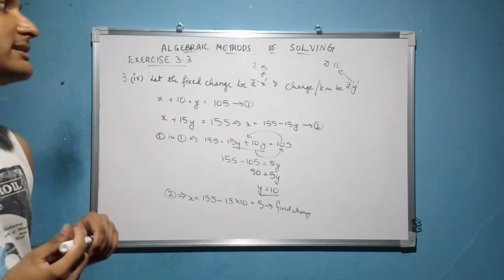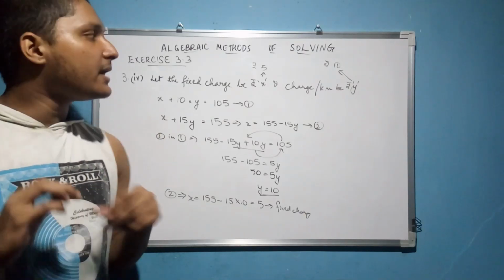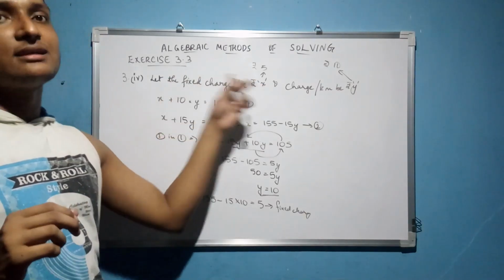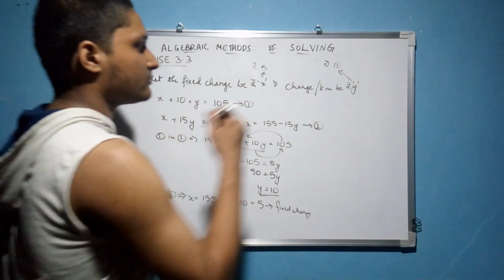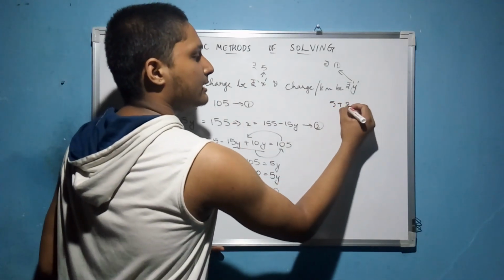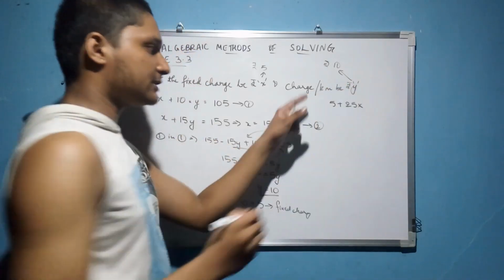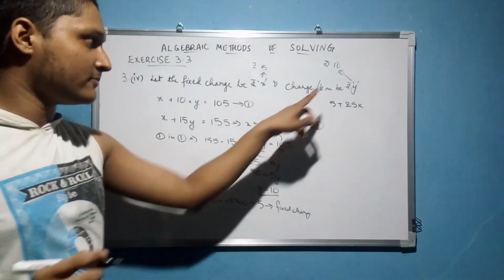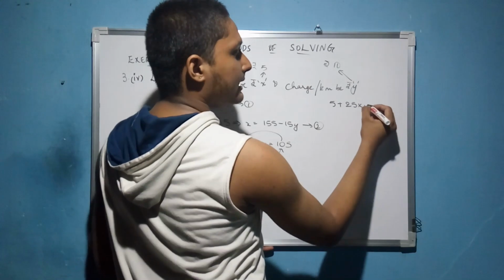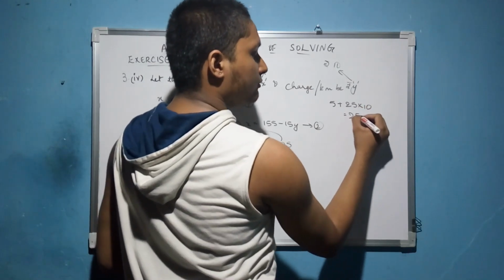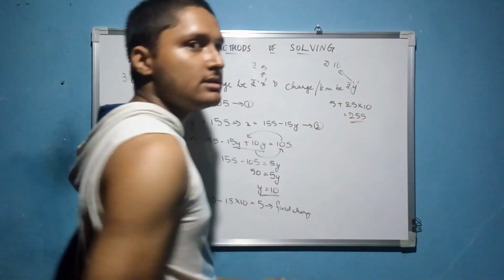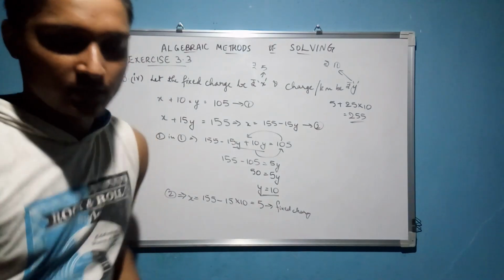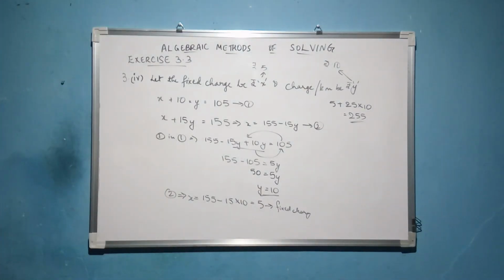If it is a 25 kilometer distance, he has to pay one fixed charge, that is 15 rupees, and 25 into the charge per kilometer, because it is 25 kilometers and the charge per kilometer is 10 over there. So this becomes 255. That is the answer for the second part of the question. Okay, next we'll move on to the fifth question.